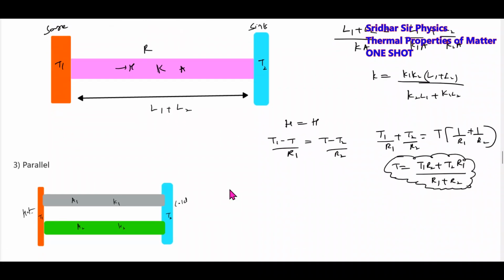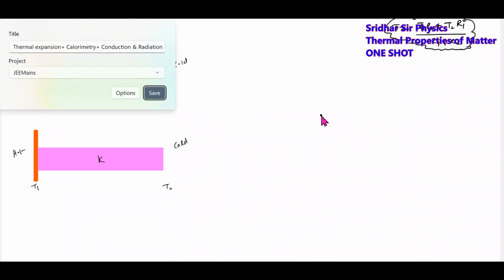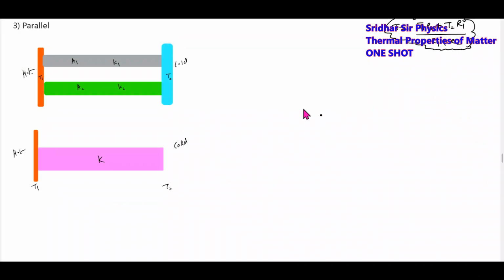Okay, now we'll go for the parallel. What do you mean by parallel connection? Across the hot and cold body, two rods are connected. They have the length L, and this will also have the length L. And the area of cross section is A1 plus A2. This will transfer some heat, and this will transfer some heat.